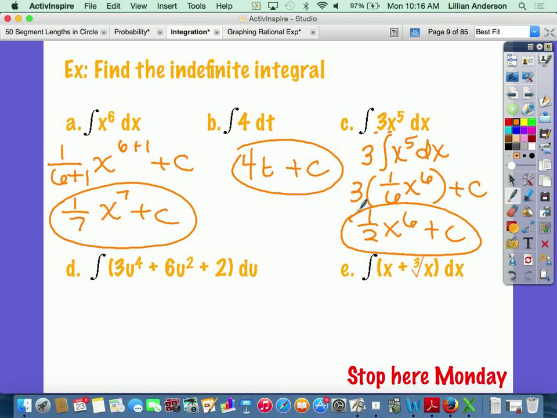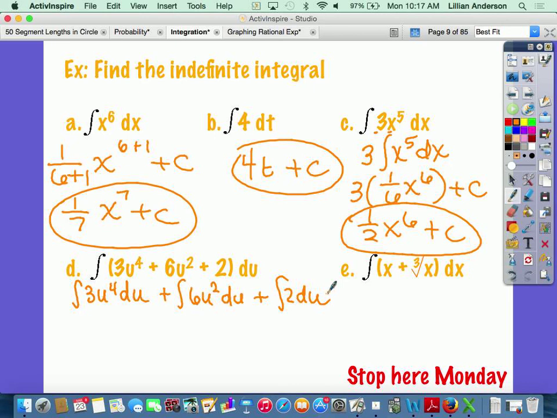Down here, I have 3u to the fourth plus 6u squared plus 2 du. This one I'm going to have to use what? The sum or difference rule along with probably power rule. These are constant multiple. So I'm going to take the antiderivative of the first part plus the antiderivative of the second part plus the antiderivative of the last part. Okay, this is basically what I have to do. Now, once you get the practice, you don't actually have to write all this out. You can just recognize and take the antiderivative of each part. Okay? So when we get to that point, we're going to do it like this.